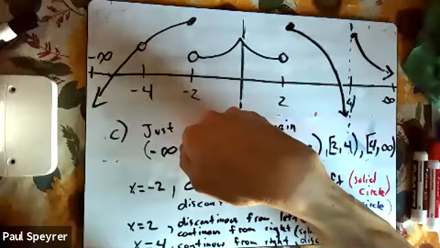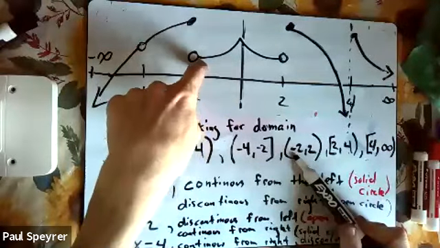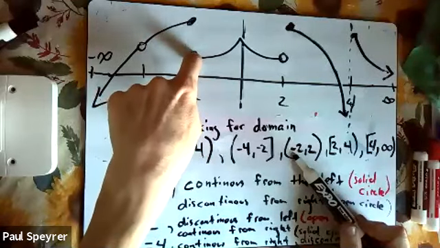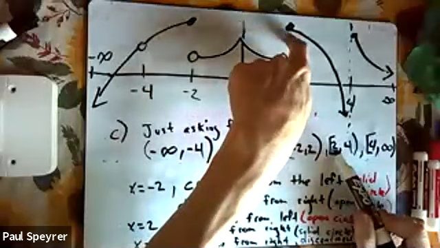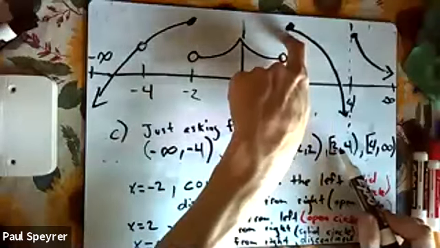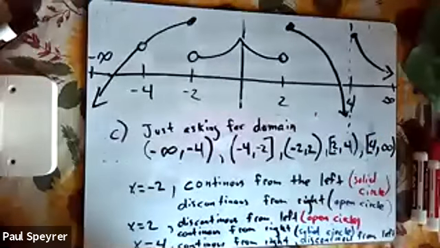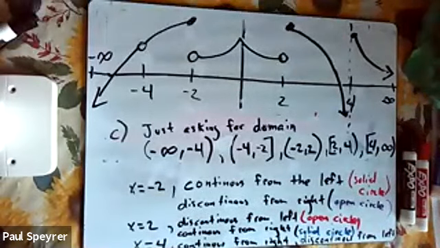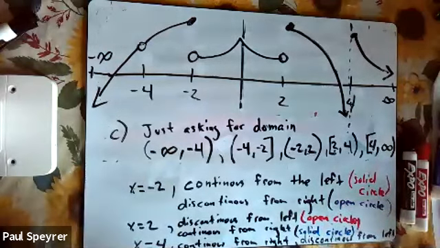Remember, this -2 with this piece right here does not have a bracket. Why? Because approaching -2 from the right, it was an open circle right there. Opens are always parentheses. Approaching from the right for x equals 2, it was a bracket. Why? Because we had a solid circle right there. Same thing with the 4 in this instance right here. So that wraps up this particular section.